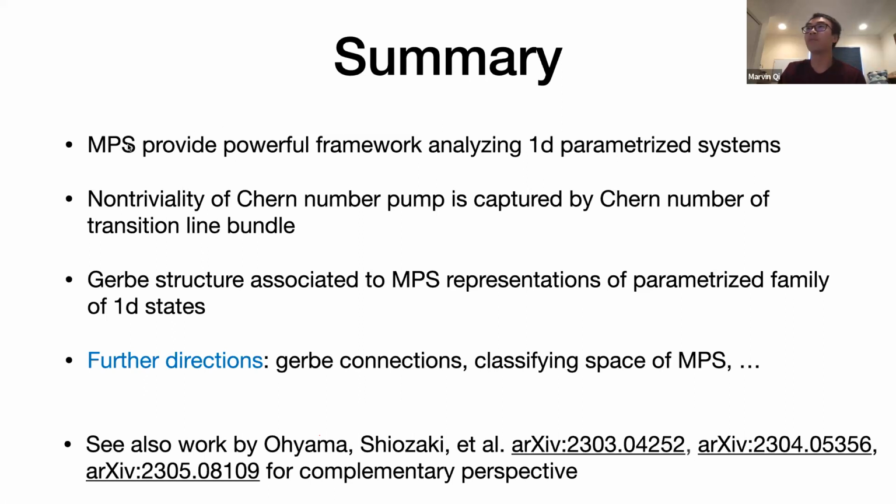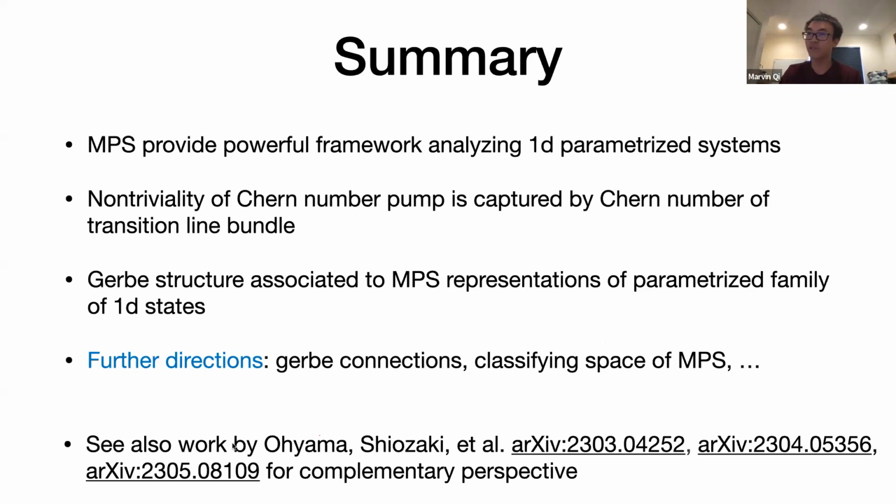Just to summarize, MPS provide a powerful framework for analyzing these 1D parameterized systems. For the Chern number pump, you can see the non-triviality by looking at the Chern number of the transition line bundle. More generally, you can extract a gerb structure associated to MPS representations of parameterized families of 1D states. Some further directions along this line: we have this gerb, we can try to define the gerb connection and maybe even recover the higher Berry curvature invariant. Another possibility is to directly analyze the classifying space of matrix product states. These are work in progress.